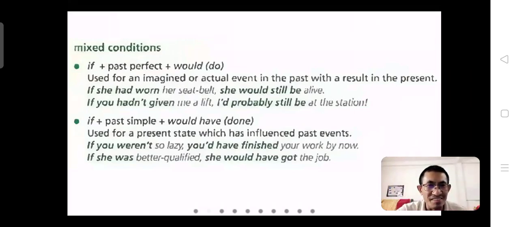The current event affects the past result. Yeah, the current event affects the past result.